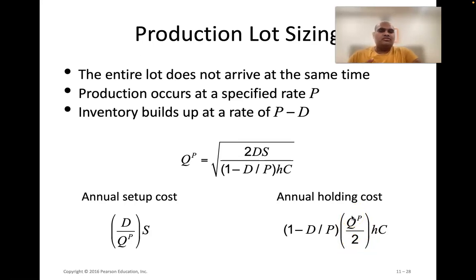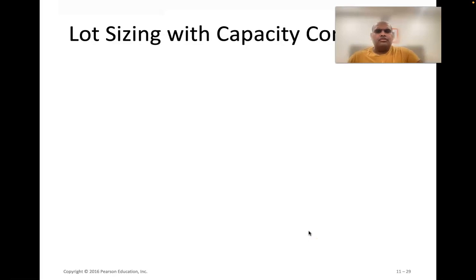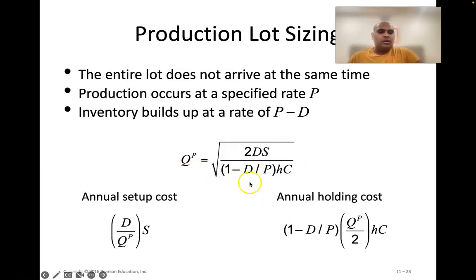If you remember, Q over 2 was the average amount of inventory that you held through the year, right? That was the lot size divided by 2. But in this case, the average amount of inventory that you hold per year is not just Q over 2. It's Q over 2 times 1 minus D over P. It will be less than Q over 2 because you never hold a large amount of inventory. You're making items and you're selling items at the same time. So the average amount of inventory that you hold is multiplied by this extra factor, right? That's the main difference, but otherwise the formulas are very similar, right?